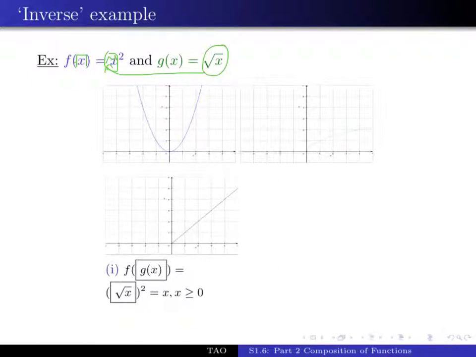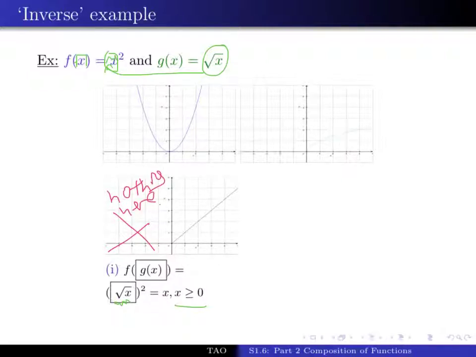So we know that the square and the square root kind of undo each other. But unfortunately, the square root of x only exists for x being greater than or equal to 0. So we're building it with something that only exists for positive x. So something that only exists for positive x, it doesn't matter what we do, we're never going to get anything over here. There's nothing here.